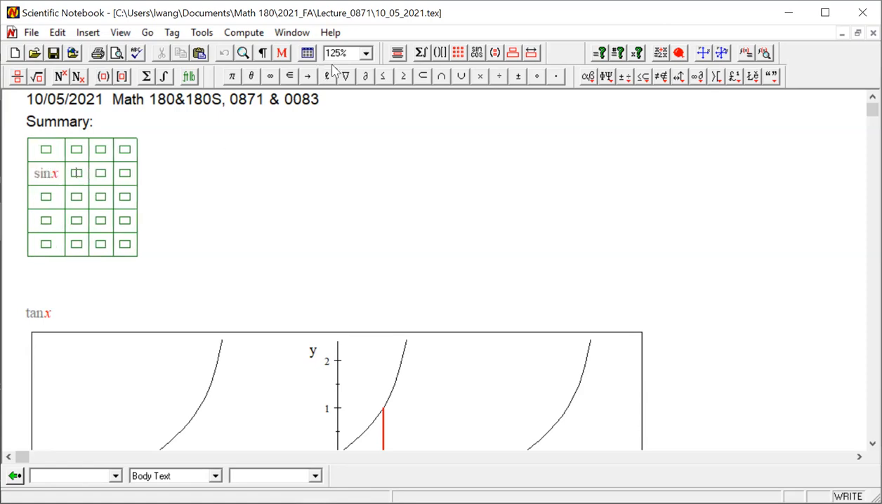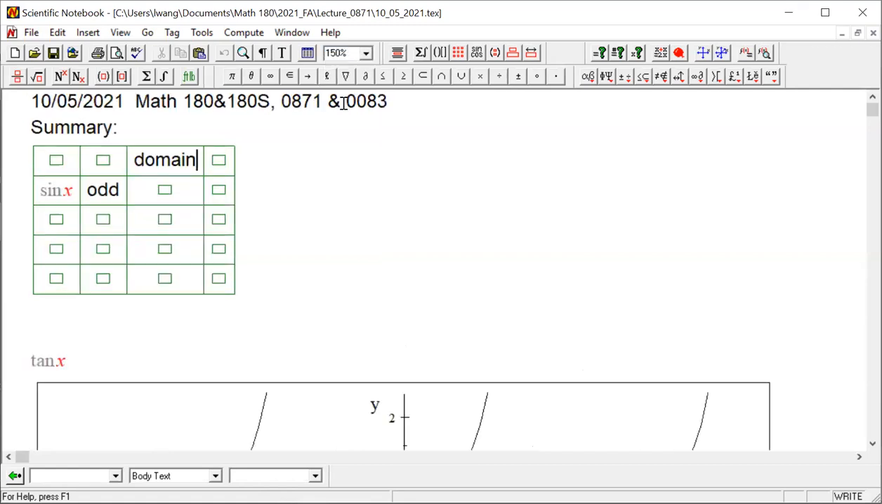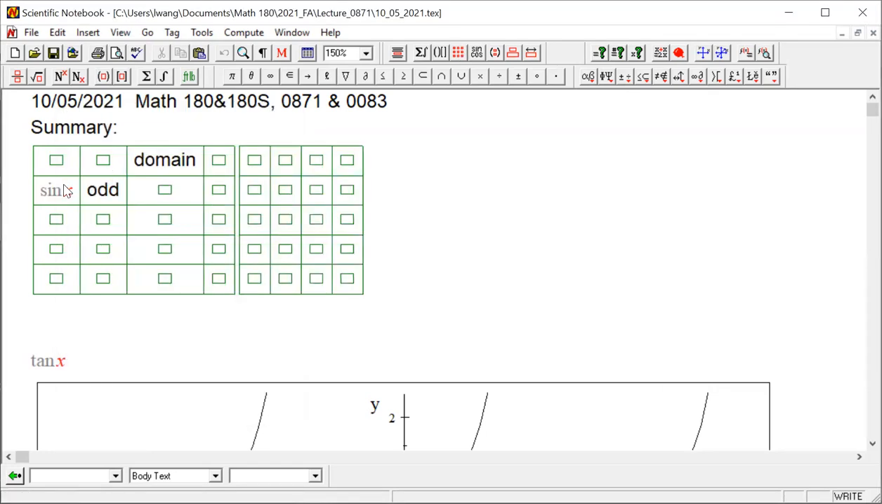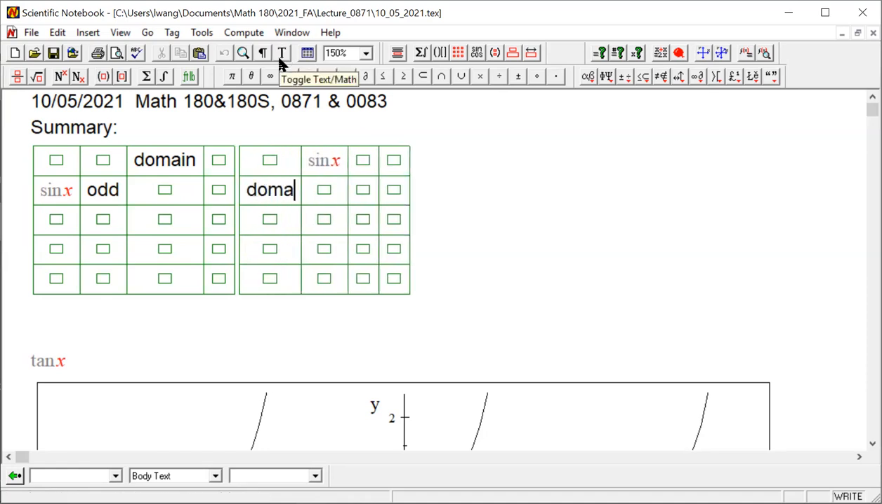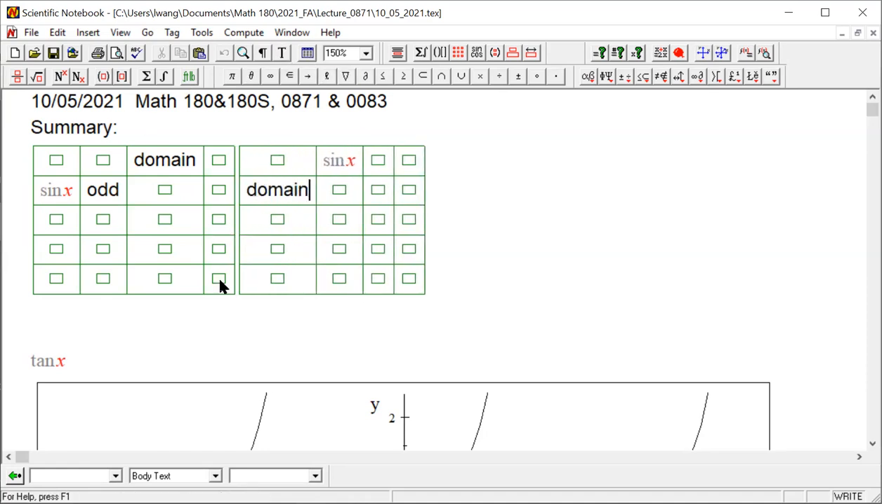Sine x, we know is odd, right? And where it is odd, we should be aware of its domain. You can also attach the picture to it. Maybe we should attach the picture to it. Okay, so let me redo the picture. Sine x, domain. I'm just going to do it slightly differently from my other class.